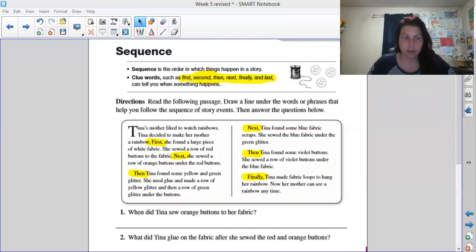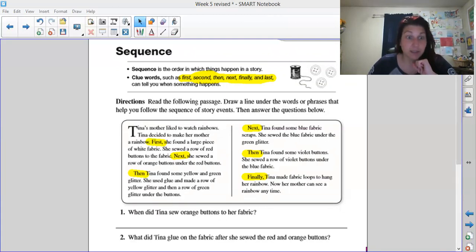Let's see. Rainbow. Now it feels like you're back in class, right? We're stopping, we're Googling. All right, so let's grab this happy little rainbow here.